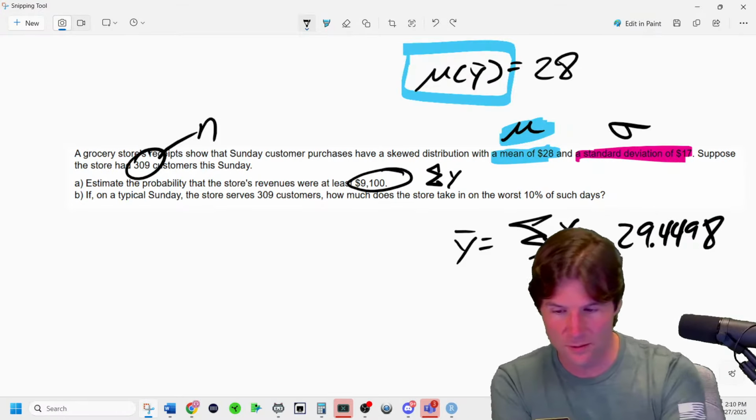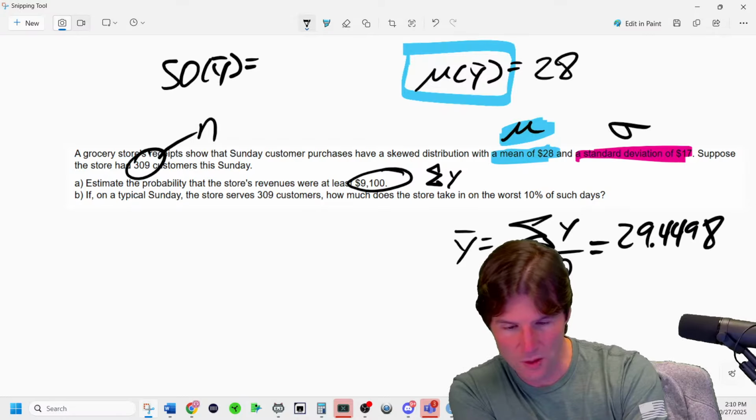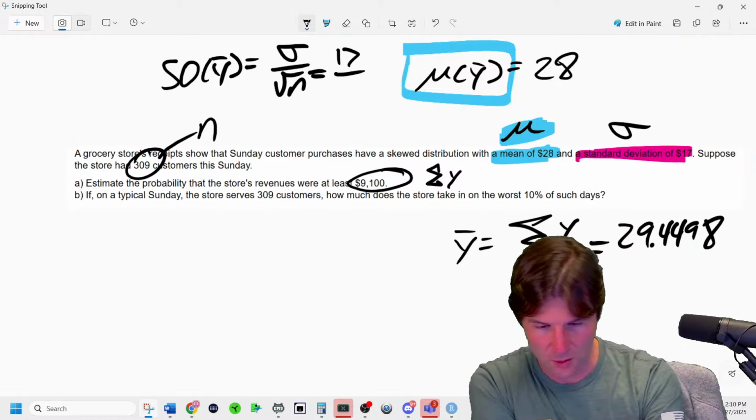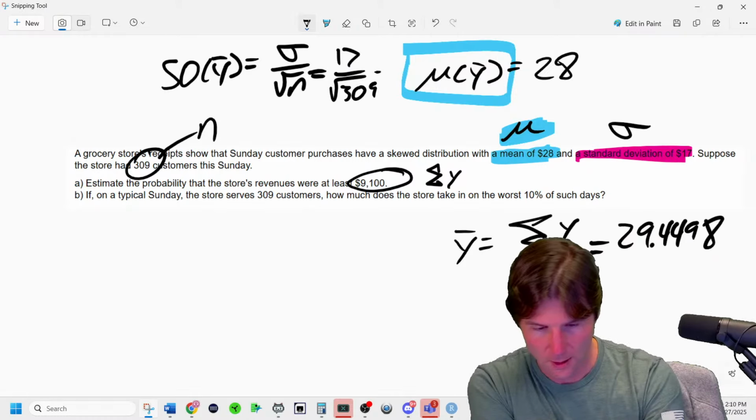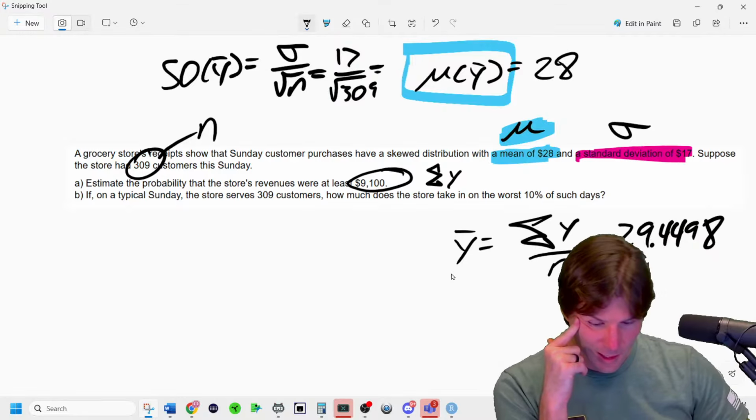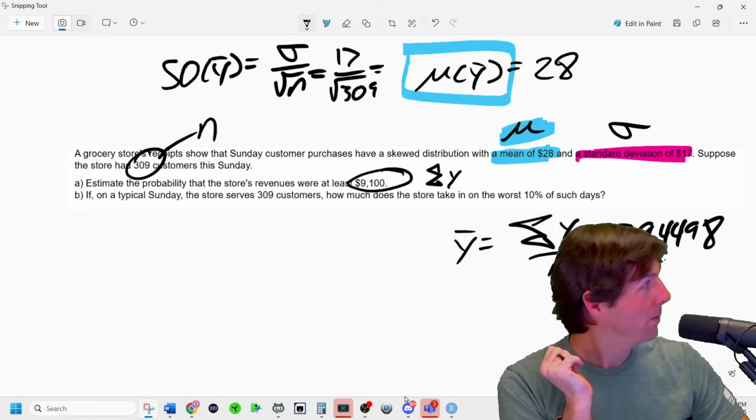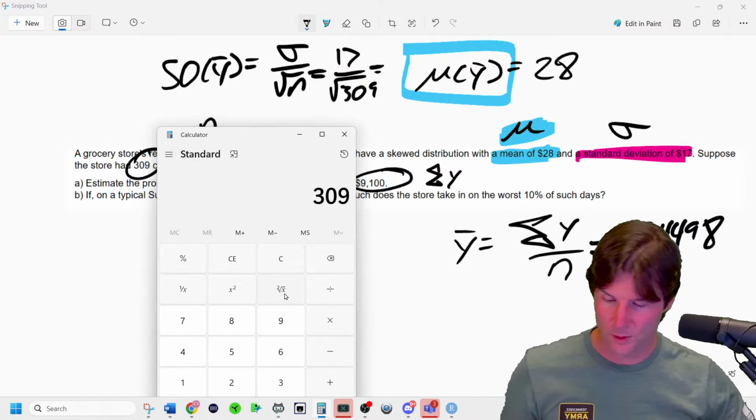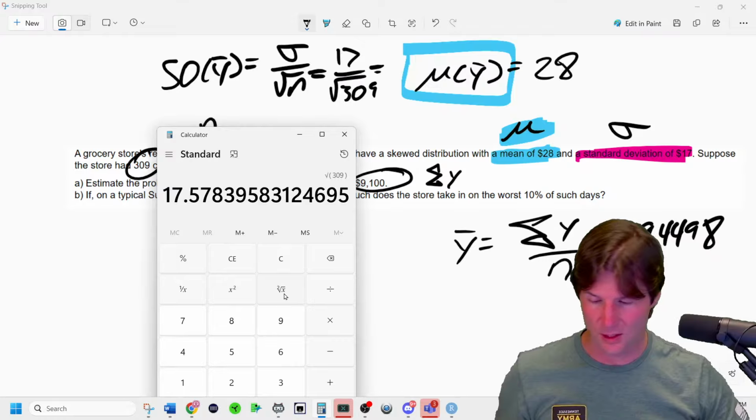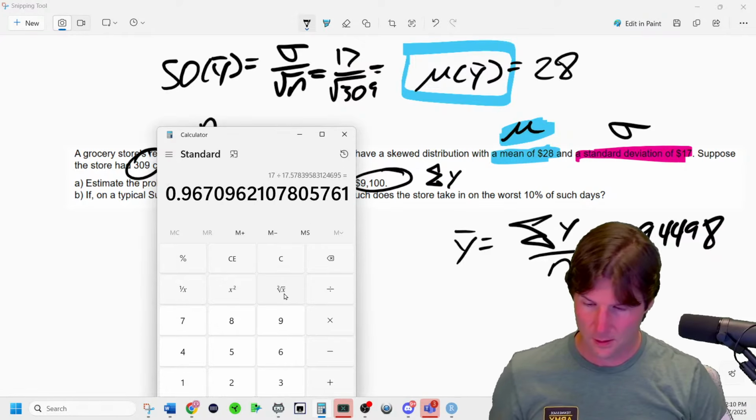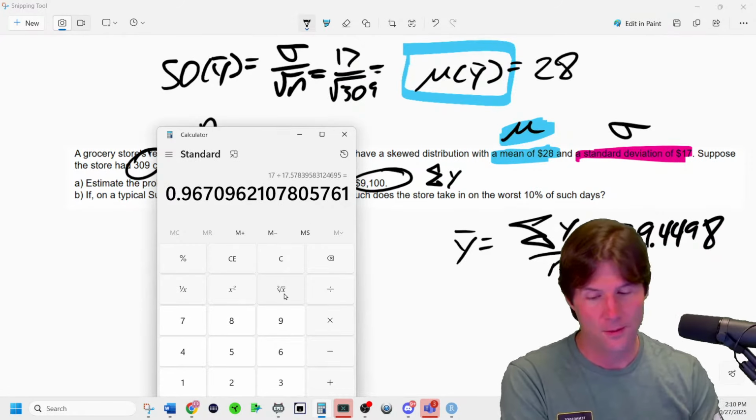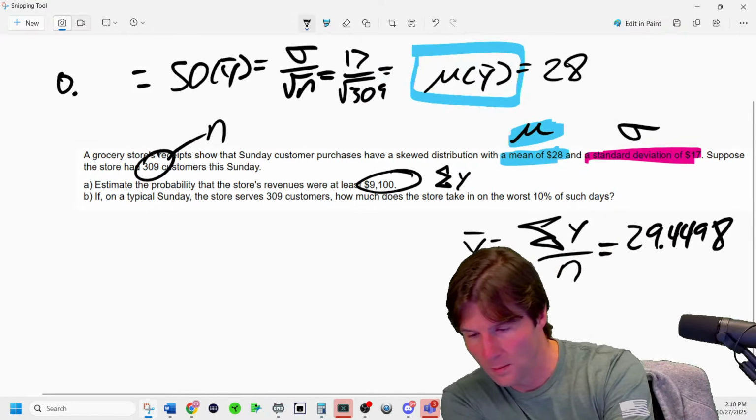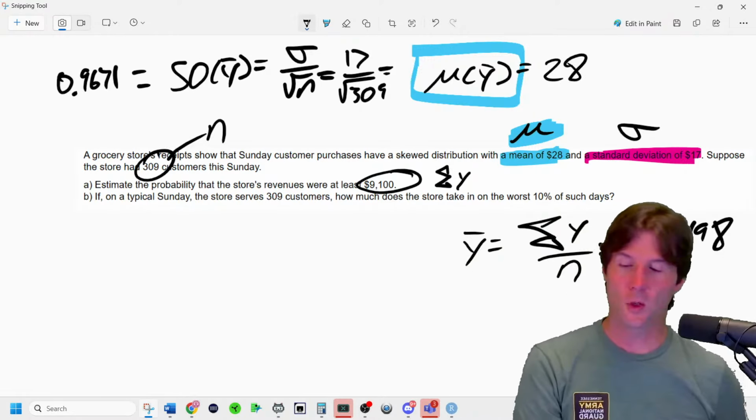Now we do the standard deviation of y bar, which equals sigma over square root of n. And we simply plug in the numbers, 17 divided by square root of 309. And that's going to be a little less than one. It's 0.96 or so. 0.97. Darn it. 0.9671. Okay.